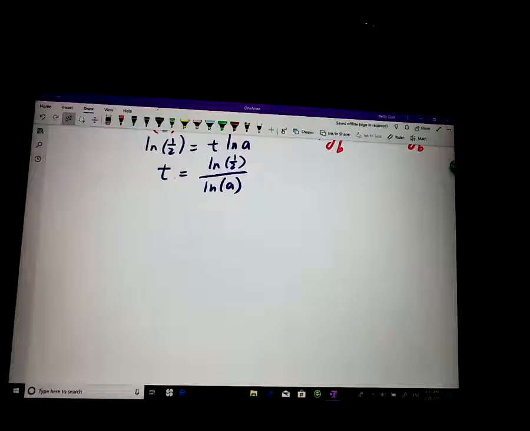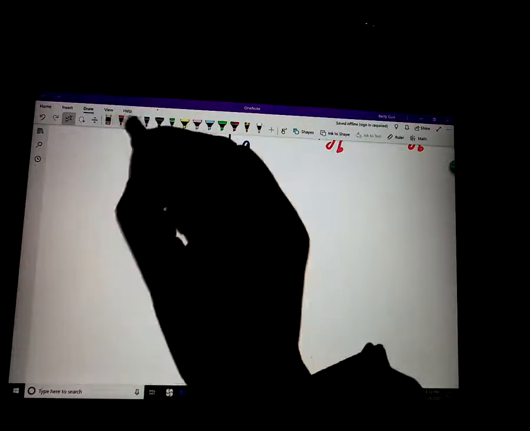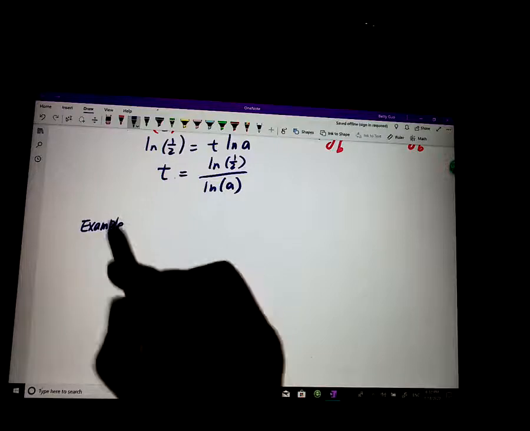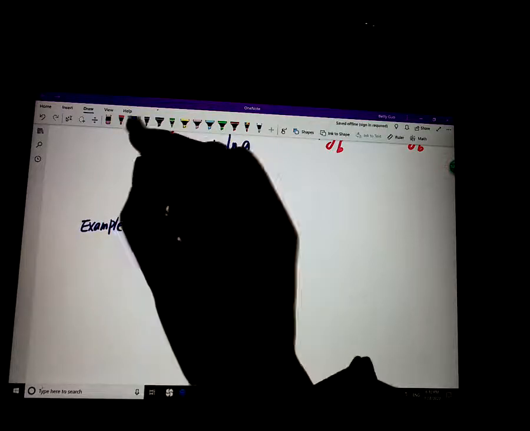All right, we have one more example. Example 3. Compound interest.